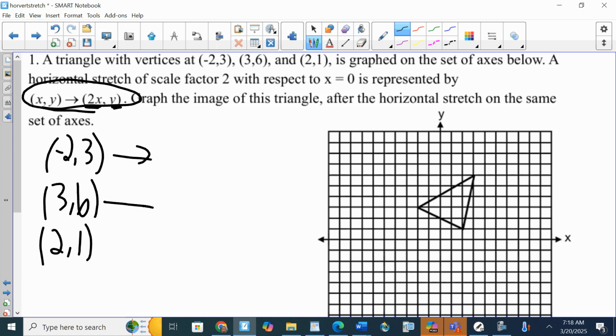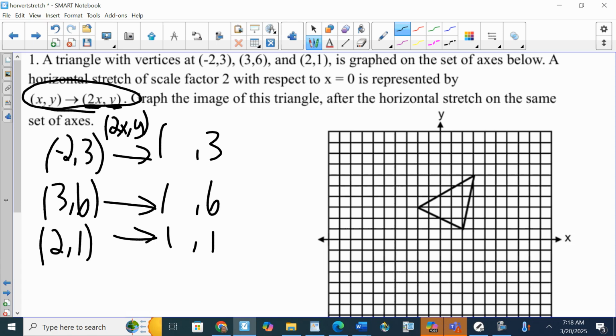So I'm going to draw a little arrow. I'm going to write 2x comma y. The y is staying the same. So for the y values, I'm just going to write the y value, y value, y value. And then it's saying to multiply the x value by 2. So negative 2 times 2 is negative 4. 3 times 2 is 6. 2 times 2 is 4.